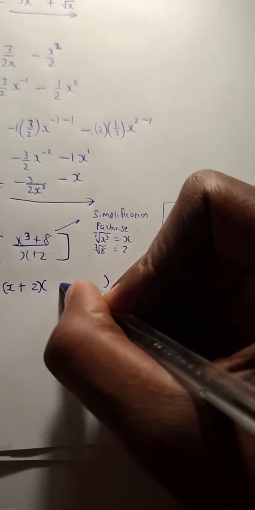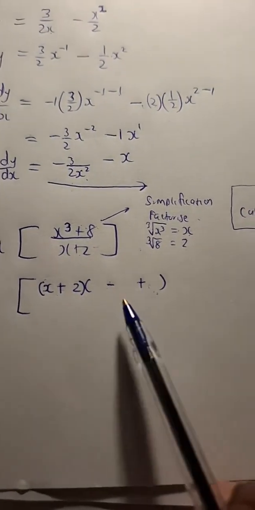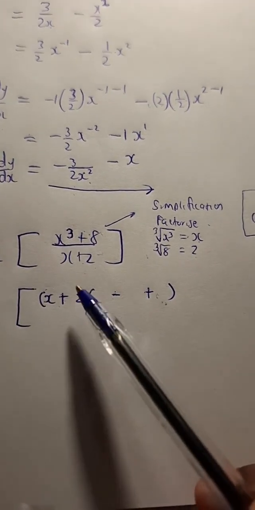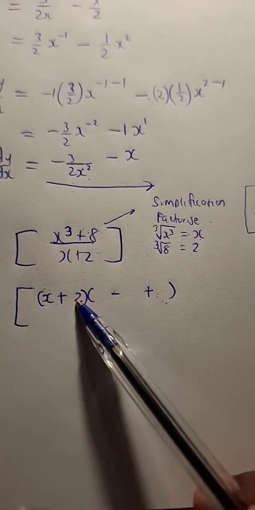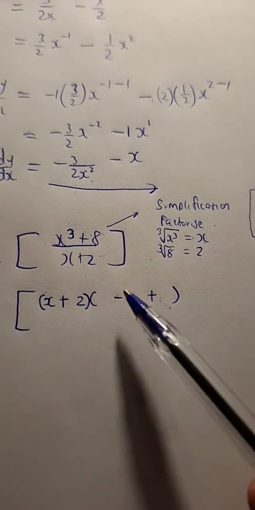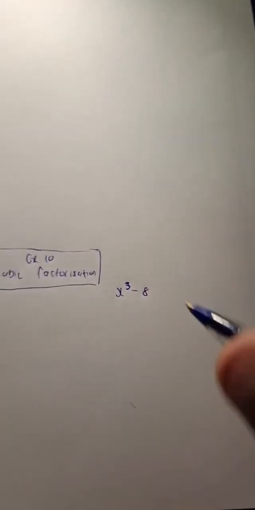You're going to have a minus sign and a plus sign. Okay, this is normally what you would write before you even put in the numbers. You put your plus sign for your binomial bracket, then for your trinomial bracket you put a minus sign and a plus sign.